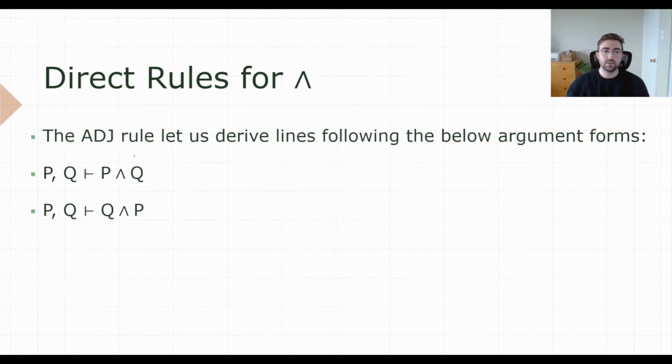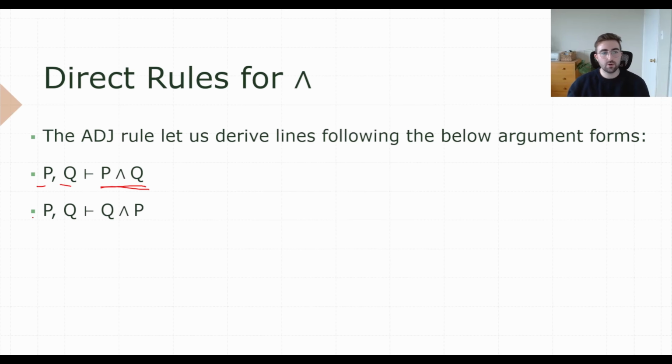We can derive new lines in a derivation using the following argument forms as the way of setting up that derivation. So if we have something P and we have something Q, then on a new line, we can just have P and Q, right? Because we know P is true at some point in a proof, and if we know Q is true at some point in a proof, then we know that P and Q is true.